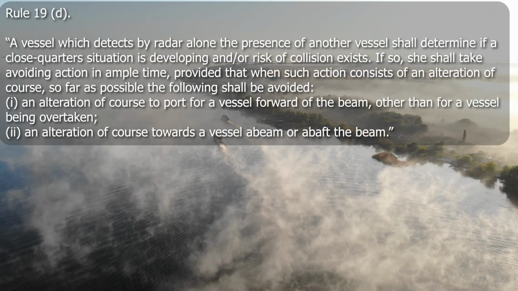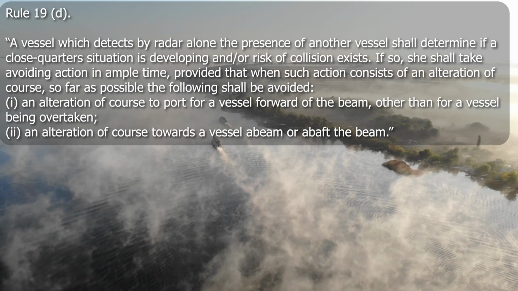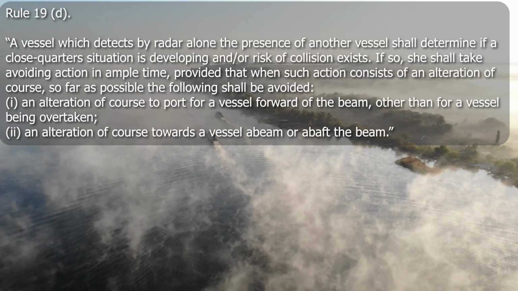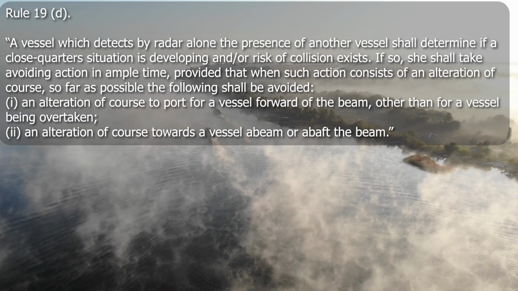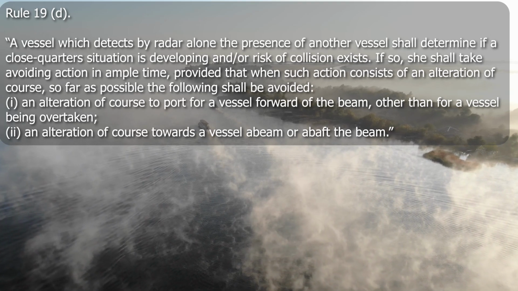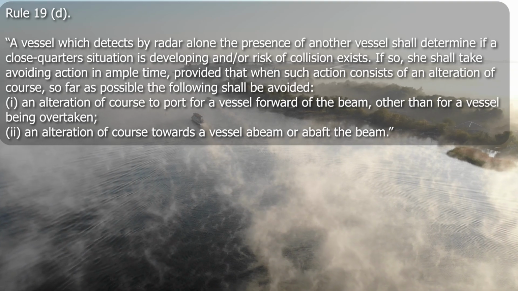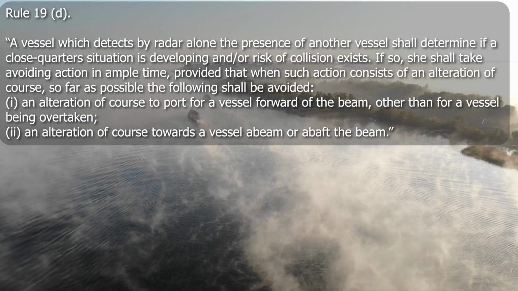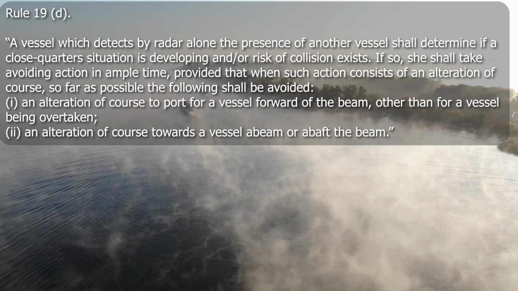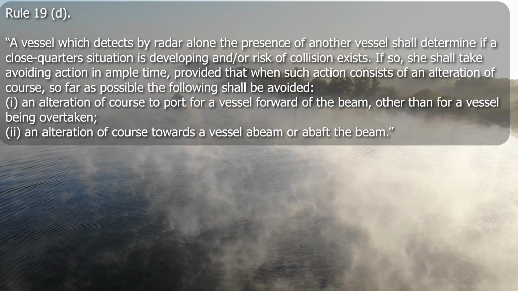Rule 19d. A vessel which detects by radar alone the presence of another vessel shall determine if a close quarters situation is developing and/or risk of collision exists. If so, she shall take avoiding action in ample time, provided that when such action consists of an alteration of course, so far as possible, the following shall be avoided: 1. An alteration of course to port for a vessel forward of the beam, other than for a vessel being overtaken. 2. An alteration of course towards a vessel abeam or abaft the beam.